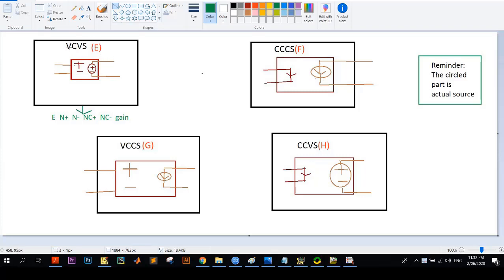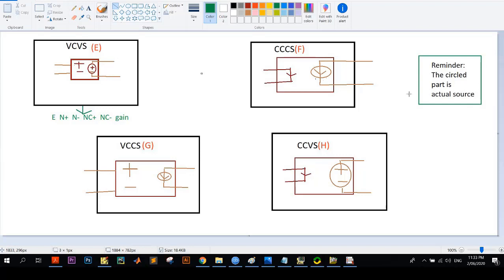Okay. And what is this source? VCVS, voltage controlled voltage source. Second one is CCCS, current controlled current source. The symbol is F. Third one is VCCS, voltage controlled current source. The symbol is G. And the last one is current controlled voltage source, and the symbol is H.